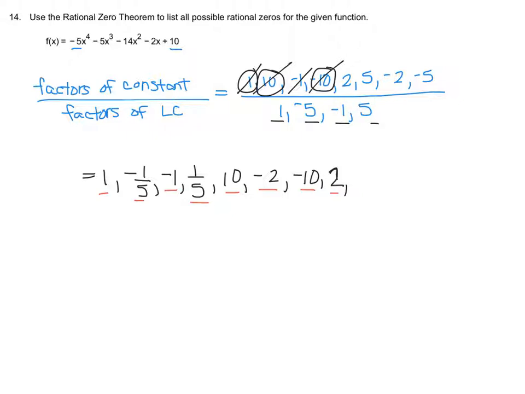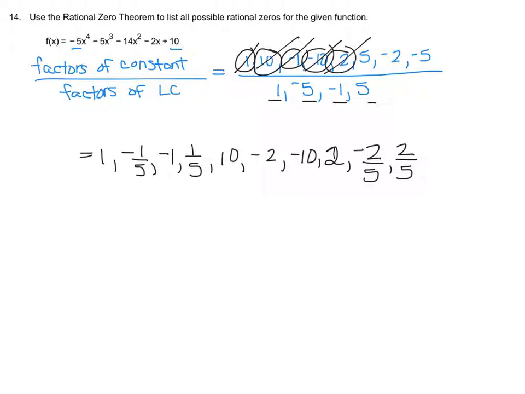2 divided by 1 is 2. 2 divided by negative 5 is a negative 2/5. 2 divided by negative 1 is a negative 2. And 2 divided by 5 is a positive 2/5. And as you can see, I accidentally listed the 2 twice, so I can just scratch that out. I don't need to include it in my set. I also don't need to include the negative 2.